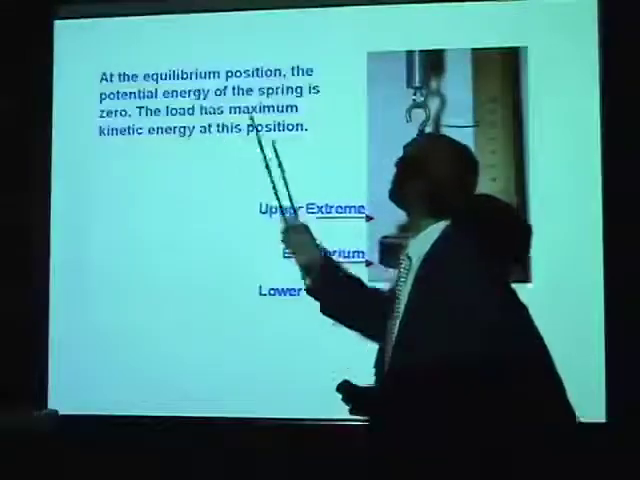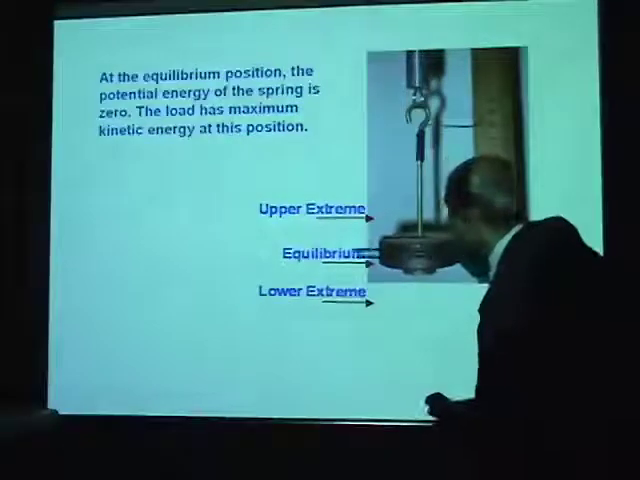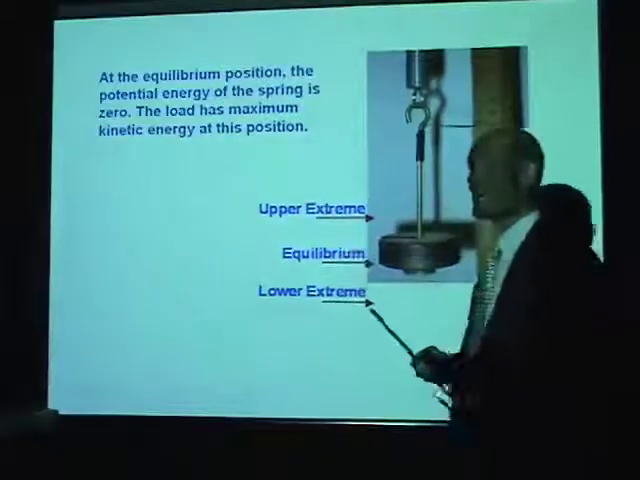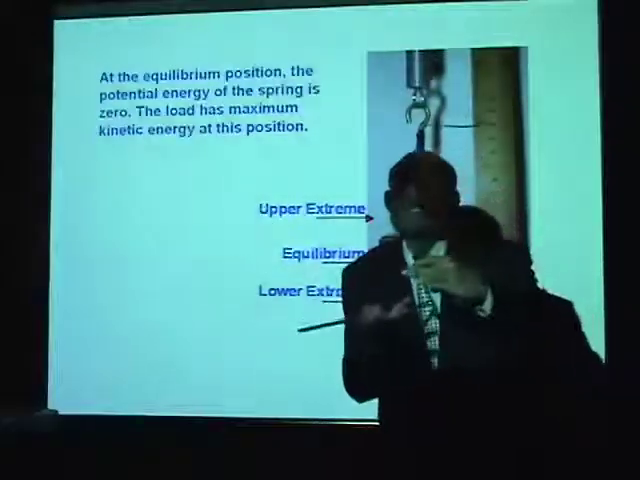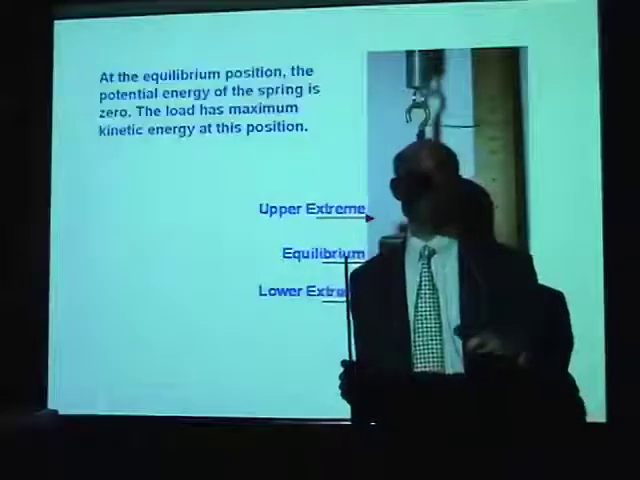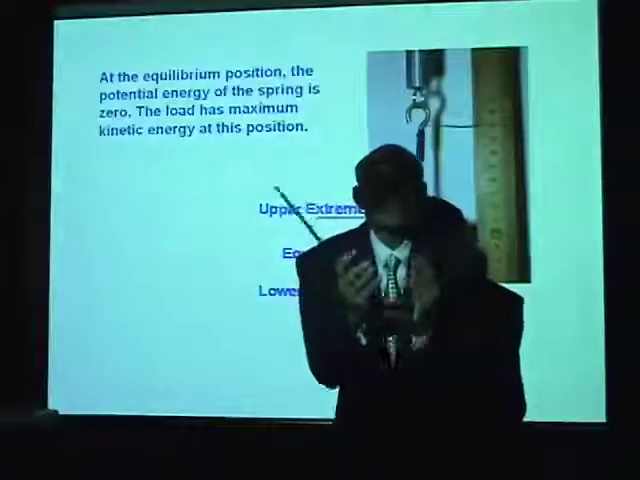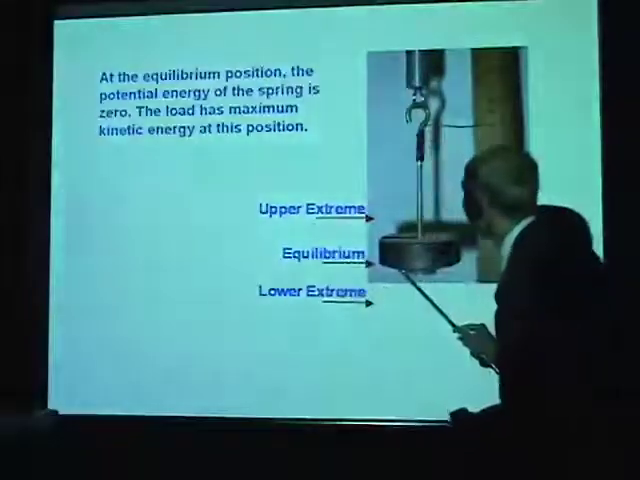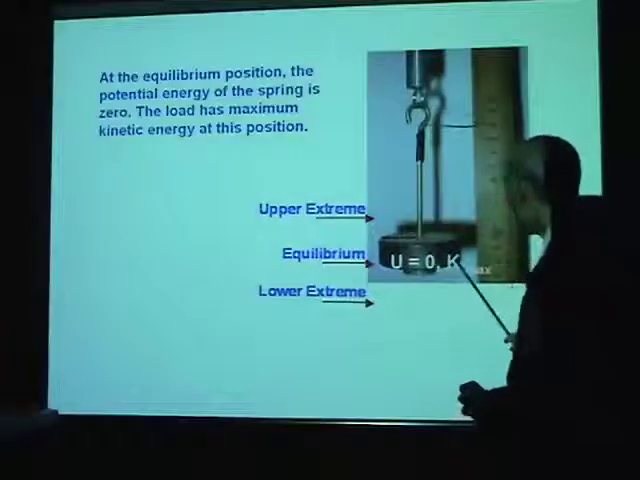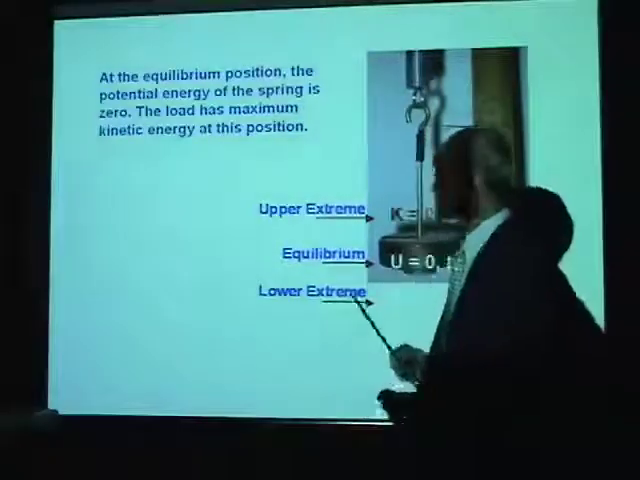At the equilibrium position, the potential energy of the spring is 0. So here, all its energy is kinetic. It has no potential energy. The spring is not stretched at that position. Only a stretched spring or a compressed spring has potential energy. So the potential energy of the spring is 0 at the equilibrium position, and its kinetic energy is maximum.